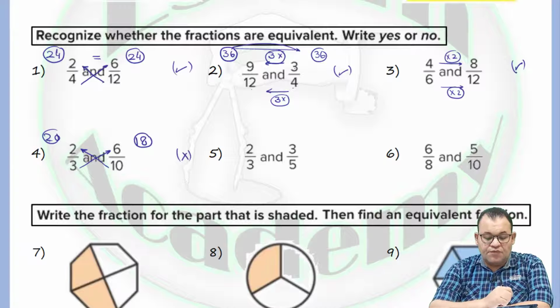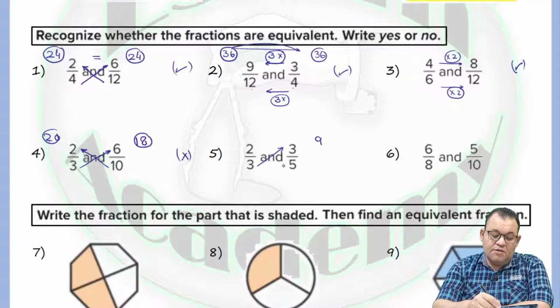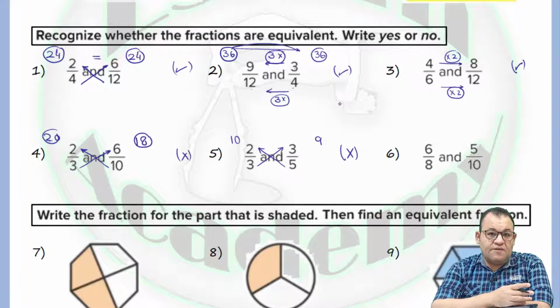Again, for question number 5. 3 multiplied by 3 will equal 9. 5 multiplied by 2 would equal 10. They are not equal, so they are not equivalent fractions. And that's how we can identify if the two fractions are equivalent or not.